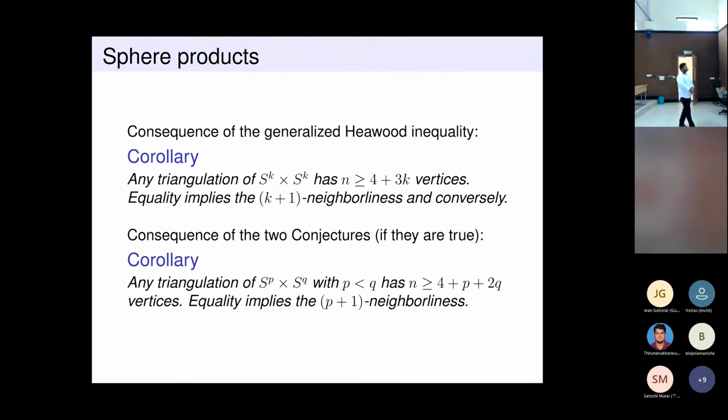Right, so here are two consequences for the sphere product. Any triangulation of Sk × Sk has at least n ≥ 4 + 3k vertices, and n equals 4 + 3k if and only if the triangulation is (k+1)-neighborly. Again, there is another consequence of these two conjectures. If they are true, then any triangulation of Sp × Sq with p less than q has at least n ≥ p + 2q + 3 vertices, and equality implies that the triangulation is (p+1)-neighborly.